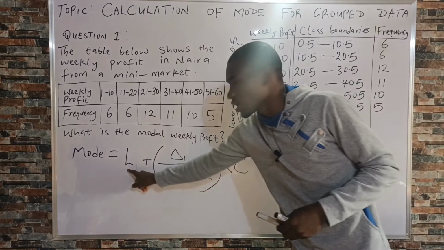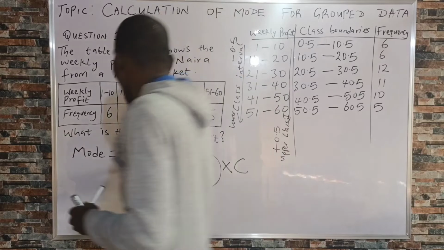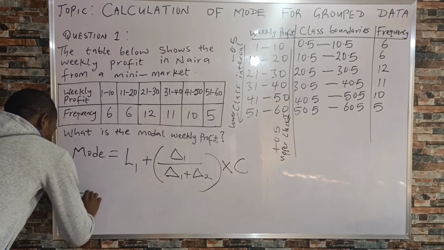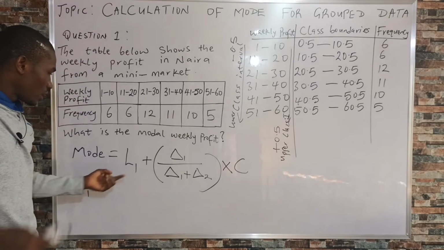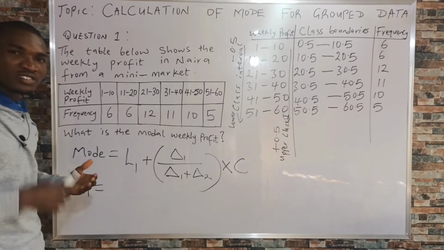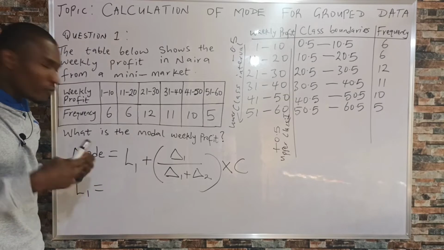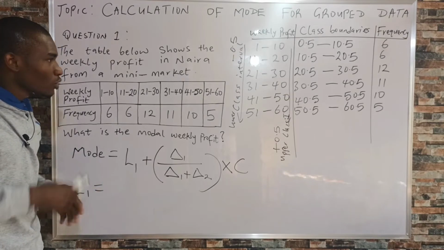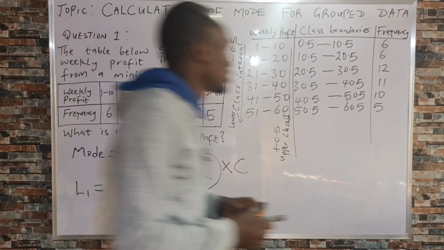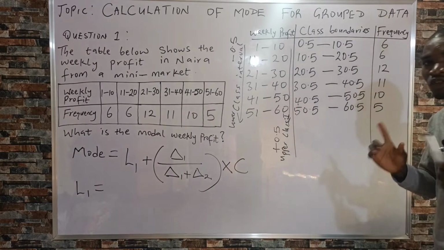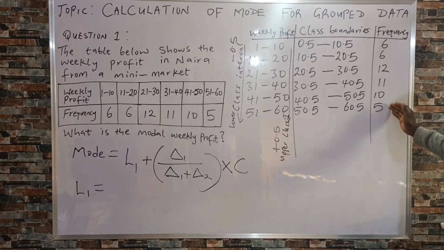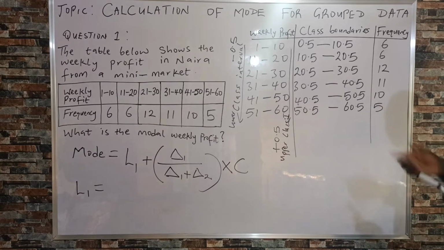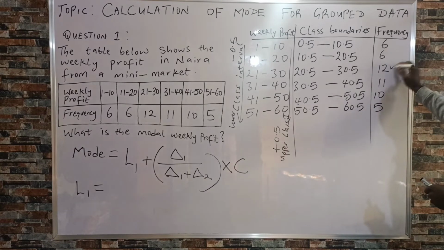We are starting from the L1, that is L sub 1. So what is the value of L sub 1? Remember I said earlier that L sub 1 simply means the lower class boundary of the modal class. So let's first of all find the modal class. The first thing to do to find your modal class is very simple. Ask yourself which of the frequencies here is the highest. And the highest frequency here is 12.